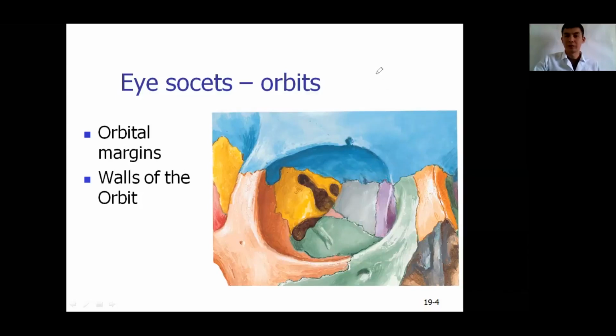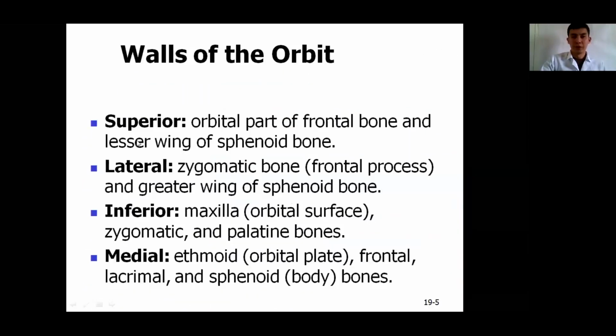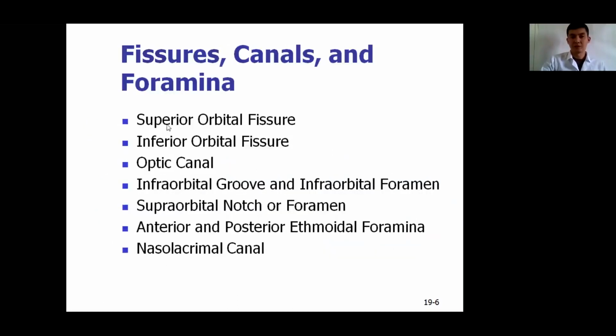So it was the anatomy of the bony part. Walls of the orbit. As you understood, superior, lateral, inferior, medial, and everything is described here. Fissures and canals, again: superior orbital and inferior orbital fissure, optic canal, infraorbital groove and infraorbital foramen, supraorbital notch or foramen. In some cases, it may be a foramen. Anterior and posterior ethmoidal foramina, nasolacrimal canal.